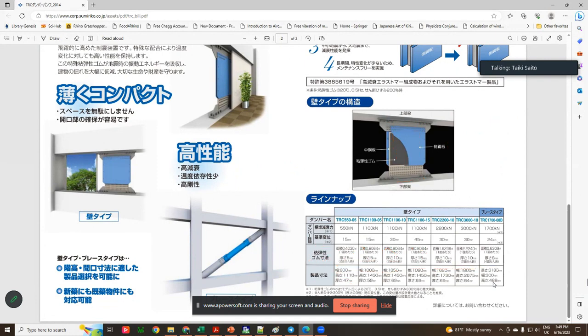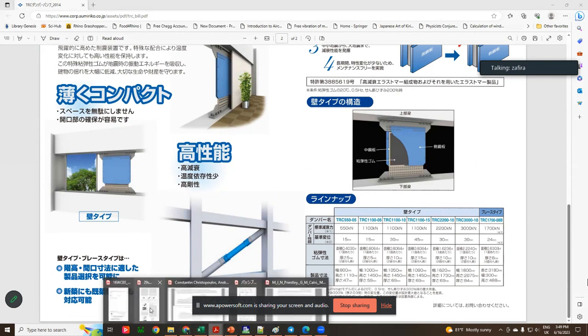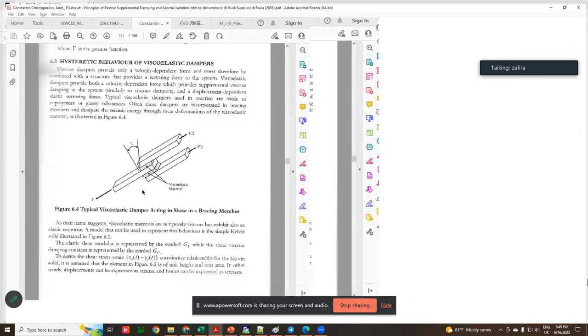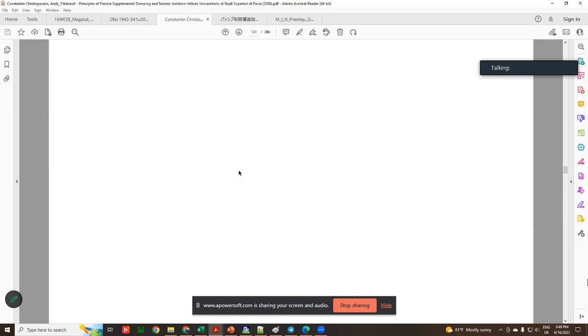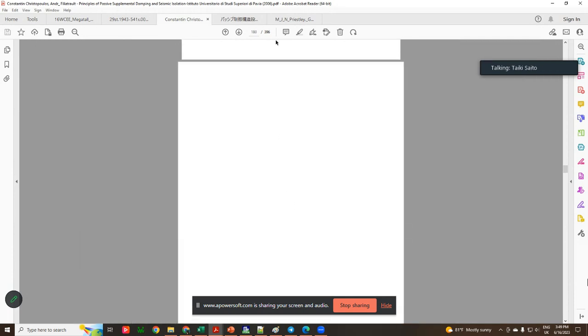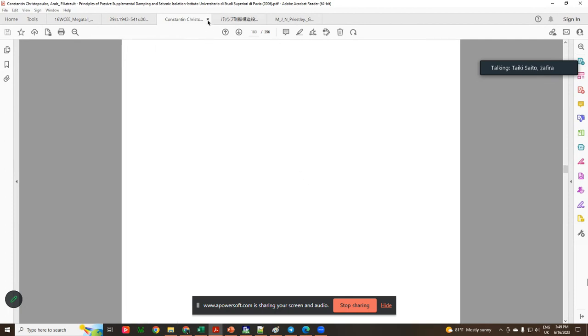How about the device you found in the book? The device is a small test, because this is a wall type damper. Yes, our device is not wall type. In Christopolis, this is actually a test, but it's a real size test. It's a small size? Small size. Really? But they already adapt it for high-rise buildings.